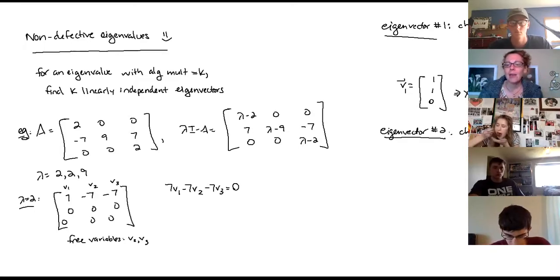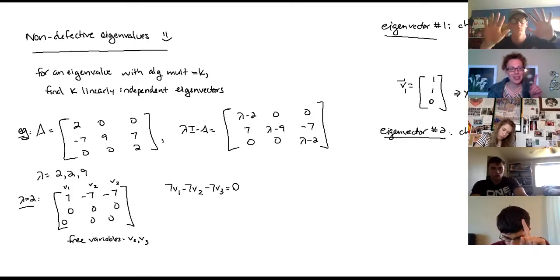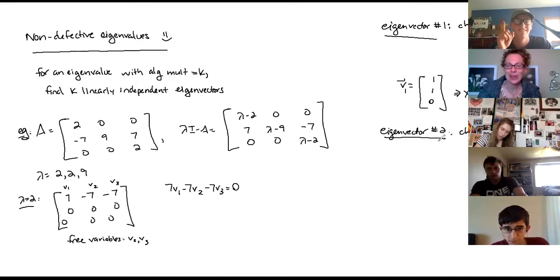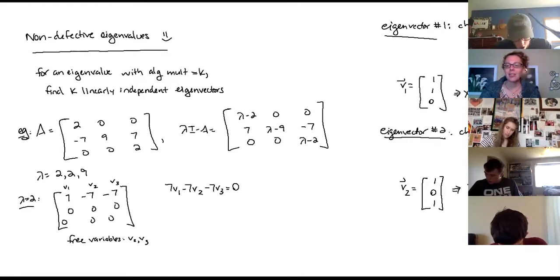If I do that, what's V1 going to have to be? Again, we can do this with fingers. Hold up fingers for me. V1 is going to have to equal 1, thank you, 1. So my vector V2 is 1, 0, 1, putting those in order, right? And therefore my vector X2 is e to the 2t times 1, 0, 1.